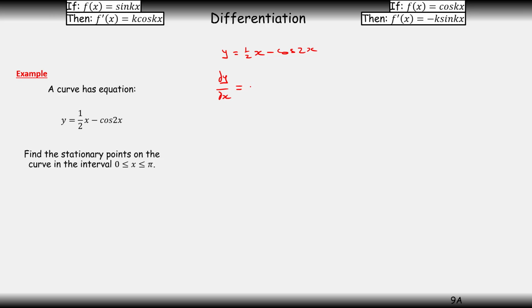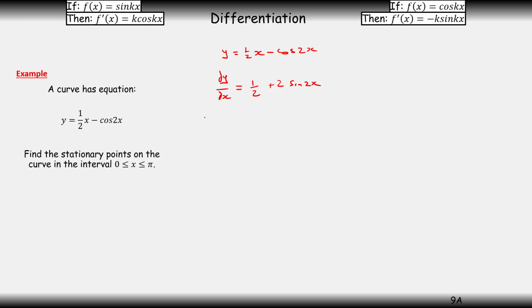dy/dx is equal to, if I differentiate a half of x, I get a half. And if I differentiate cos of 2x, because it's minus, I'm going to change that sign to a plus 2 sine 2x.